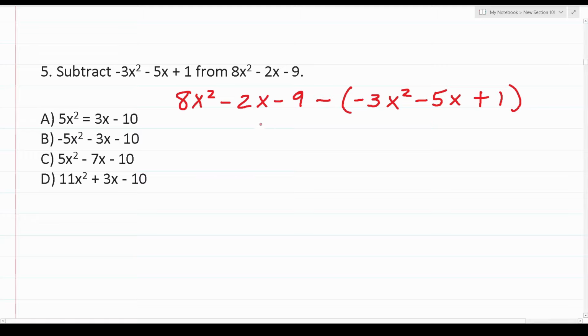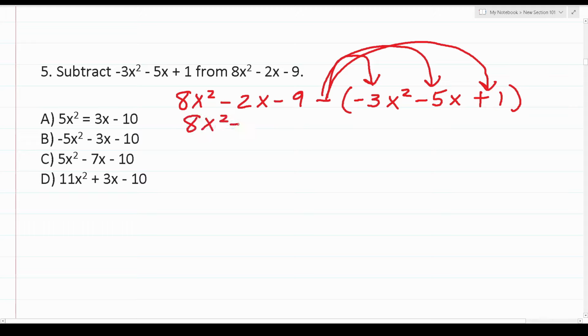And here's why. When you subtract negative 3x squared minus 5x plus 1 from 8x squared minus 2x minus 9, you actually have to take this subtraction sign, which is technically a negative, and you have to distribute it here, here, and here. That is, you have to distribute it to all the terms in the second polynomial. If you don't do that, you're going to get this one wrong. All right, so let's go ahead and distribute that negative. Again, we're not going to touch this 8x squared minus 2x minus 9 right now. We're just simply distributing this negative.